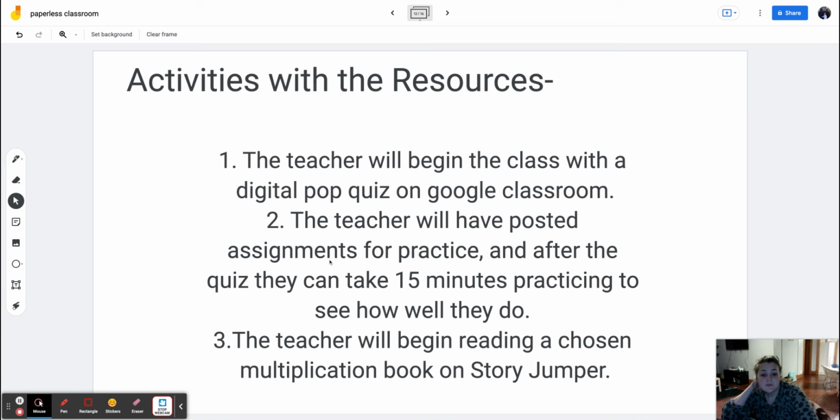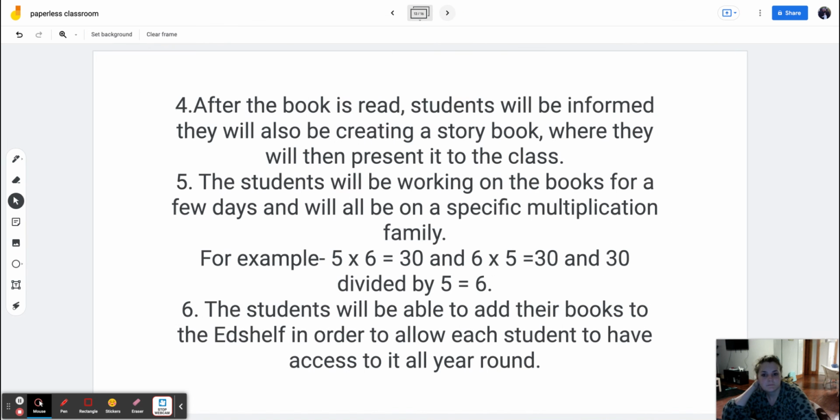After this, the teacher will begin reading a chosen multiplication book on Storyjumper. It could be one of the ones like I use in my example, or even one of the ones that the teacher creates. After the book is read, students will be informed they will also be creating a storybook as their project, and that they will present it to the class. So they really need to have all of their information correct, and that's one of the things they'll be graded on.